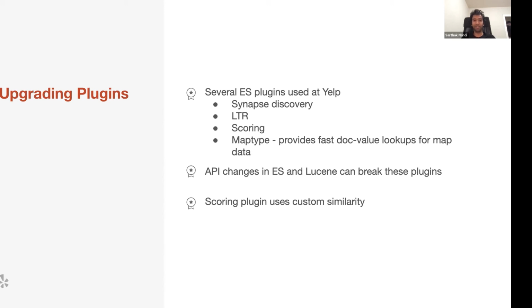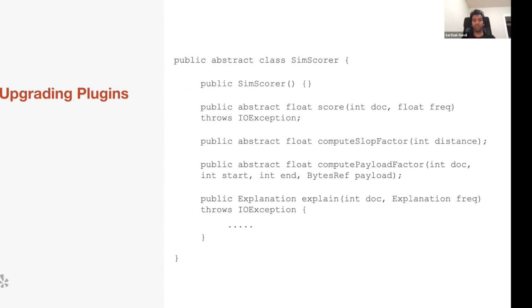Often these changes are trivial, for example, a change in a function signature, but other times these changes can be more complicated. This was the case with our scoring plugin, which uses custom similarity. This is how the similarity interface looked before Lucene 8. There is a score method that you override to generate a custom score. There is also a compute slop factor method. This accepts distance as a parameter, and you can use this method to penalize documents for phrase queries in which the terms from the query are far away from each other.